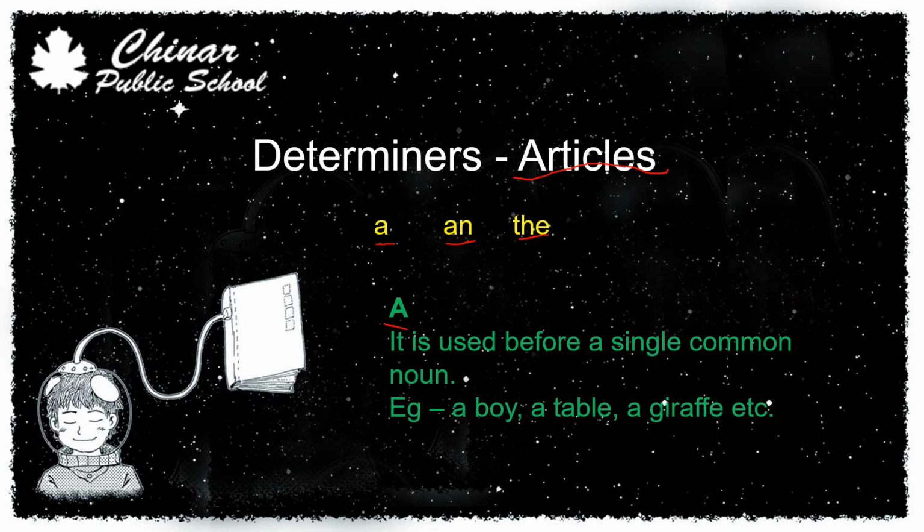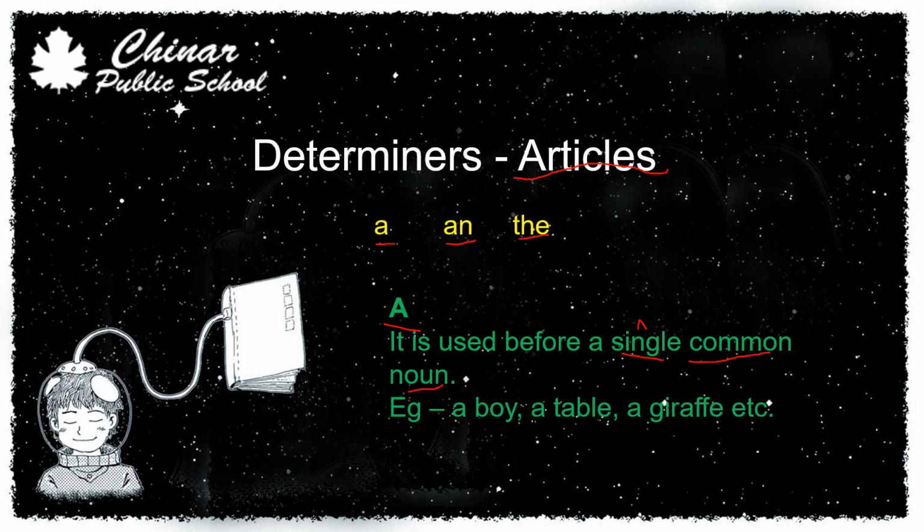A is used before a single common noun. Example, a boy, a table, a giraffe. It can also be a pen, a computer, a phone, or any other noun which comes in your mind. Just remember that a is used before a noun, single noun, starting with a consonant. Yes? I hope things are clear.